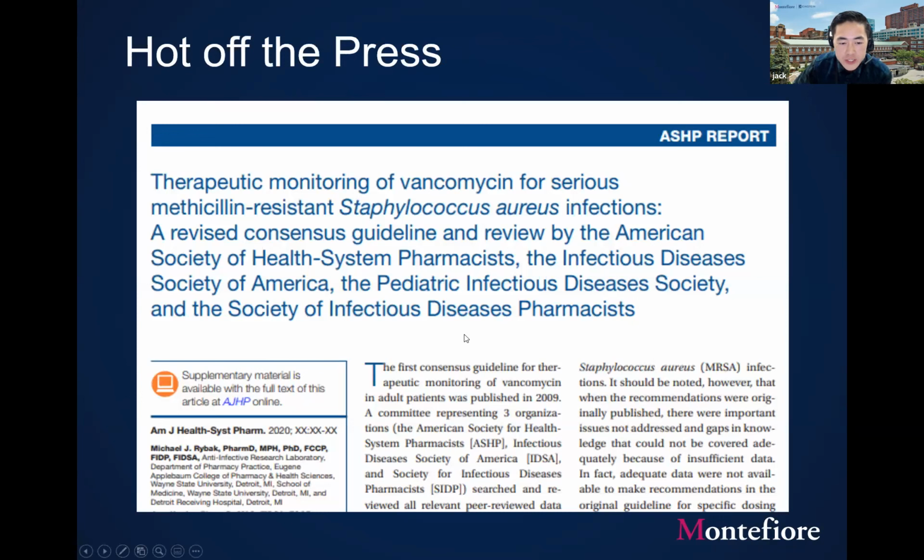This is hot off the press. This is from a lot of societies jointly coming together to reevaluate how we monitor Vanco. Like I mentioned before, trough monitoring is just a surrogate for AUC over MIC. This guideline recommends actually obtaining the AUC over MIC and seeing if it's greater than 400. I'll show you how we do that.